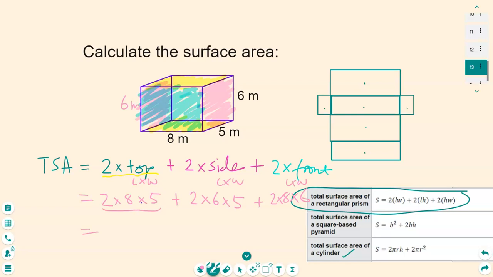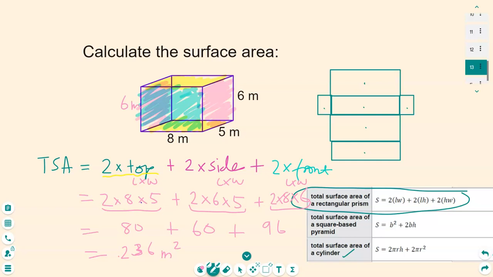And then let's simplify a bit with BIDMAS. So multiplication first. And I'm just going to go 2 times 8 times 5 straight in my calculator. 80 plus, so 6 times 2 is 12 times 5 is 60 plus 2 times 8 times 6, 96. 80 plus 60 plus 96, 236. We nearly got our total surface area. Area means square meters or whatever you input. So that's how we get it.